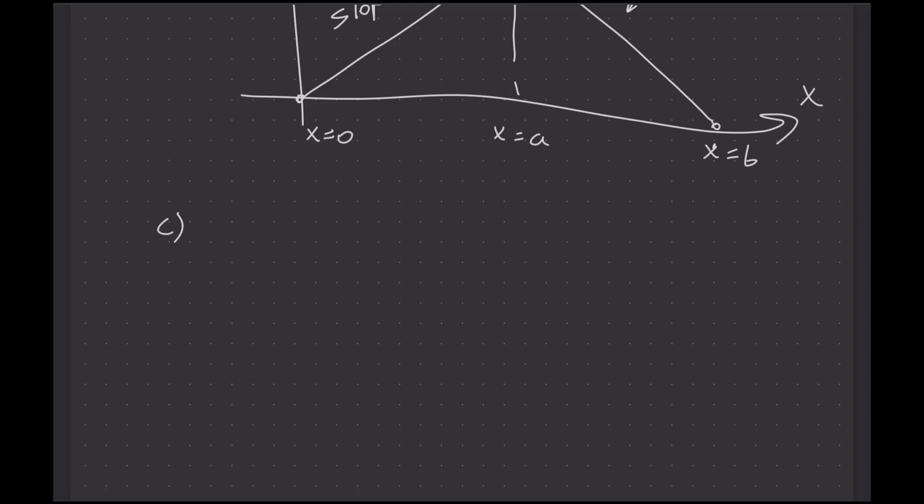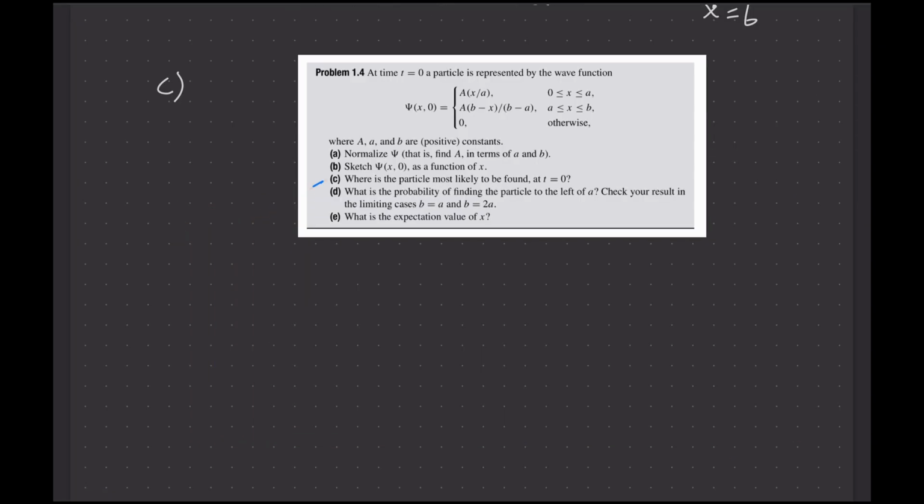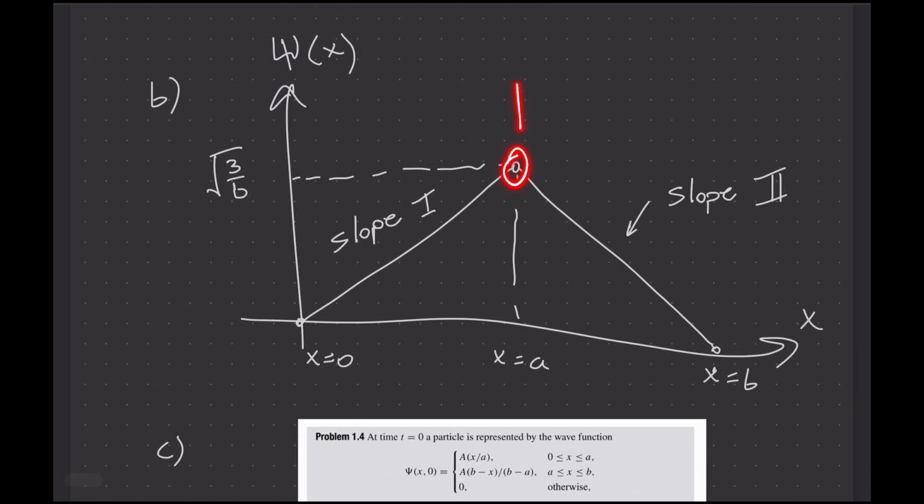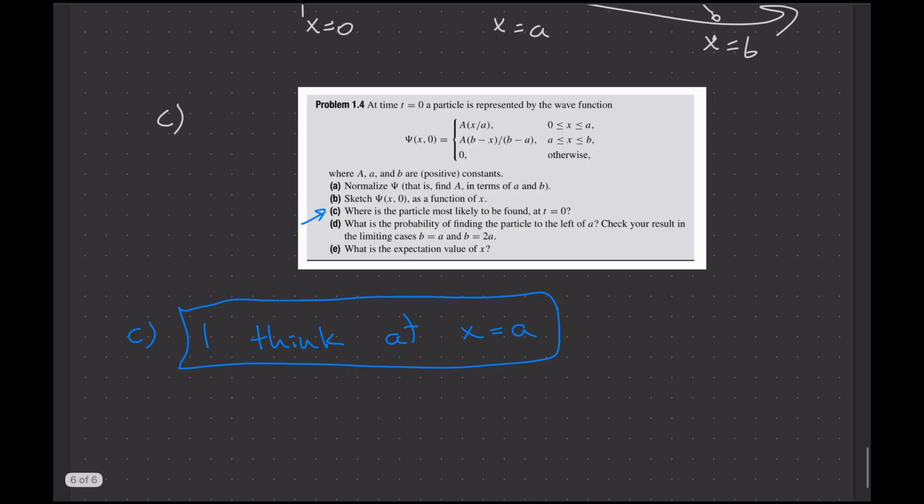Now let's do part C. And let's bring back the picture. So, part C. Where is the particle most likely to be found at t equals 0? I think this is the answer. At x equals a. Why is that the case? Because over here, the probability distribution is the highest. So if you measure, sure, you might get the particle here, sure, you might get the particle here, but most of the time you're going to find it here because that's where the probability distribution is the highest. So it has the highest probability of being found there.